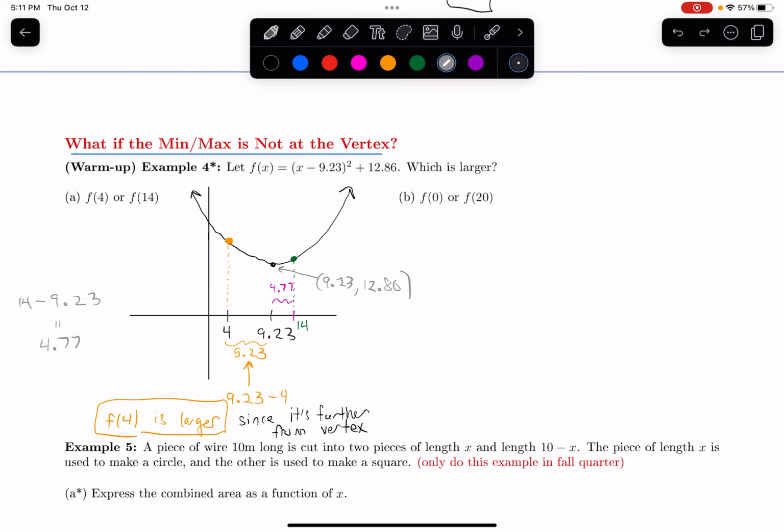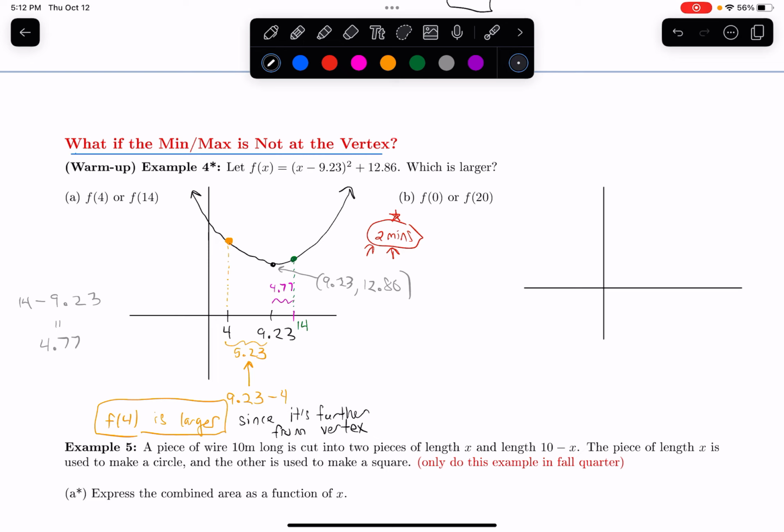Now I want to do the same thing for part B. Figure out what's larger, f of 0 or f of 20. For this, I want to give you a chance to try it first. So pause the video for 2 minutes to try this on your own first. All right, so hopefully you paused it and tried it on your own. Let's talk about it together.